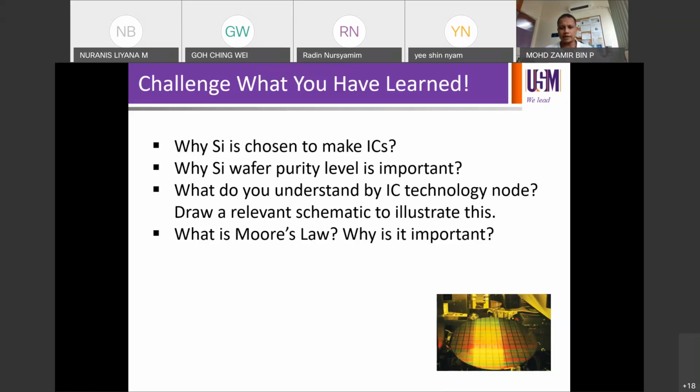What do you understand by IC technology node? What is IC technology node? When we say the technology node is 90 nano, what does it mean? When we say technology node is 45 nano, what does it mean? Apa maksud technology node? What does it reflect?